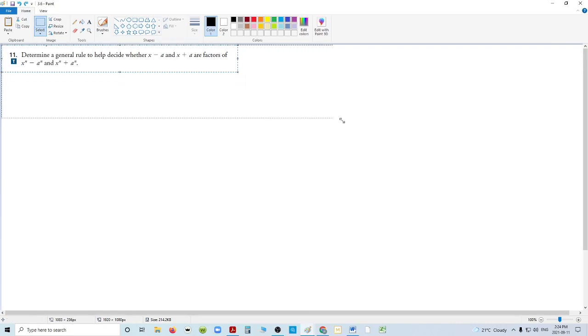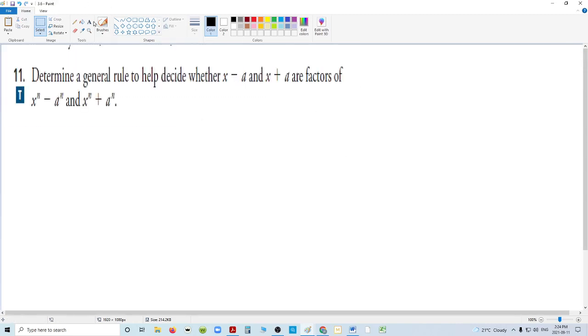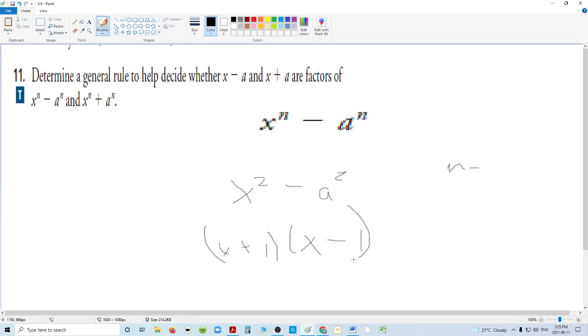Okay. Determine a general rule to help decide if x minus a or x plus a are factors of these two things. Let's start with the first one. And let's just start with practical items. Okay? Pretend it was x to the 2 minus a to the 2. That's where n would be equal to 2. It's clear that we have x plus 1 and x minus 1. Right?